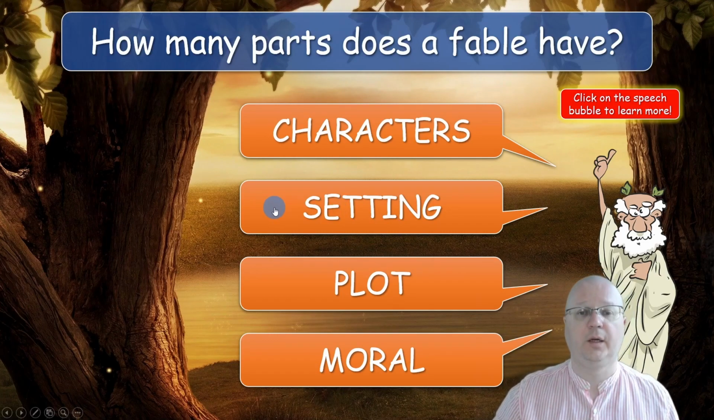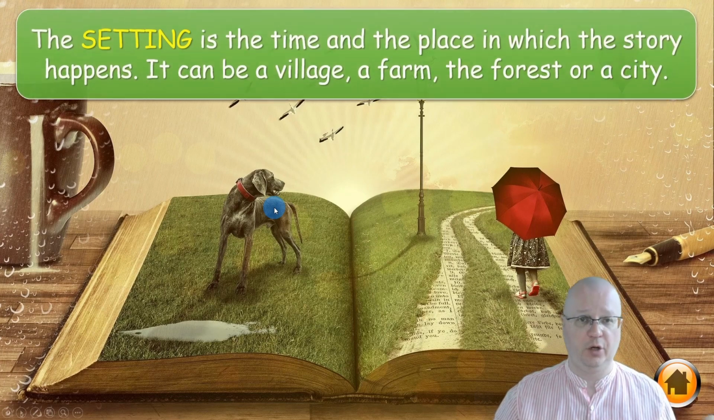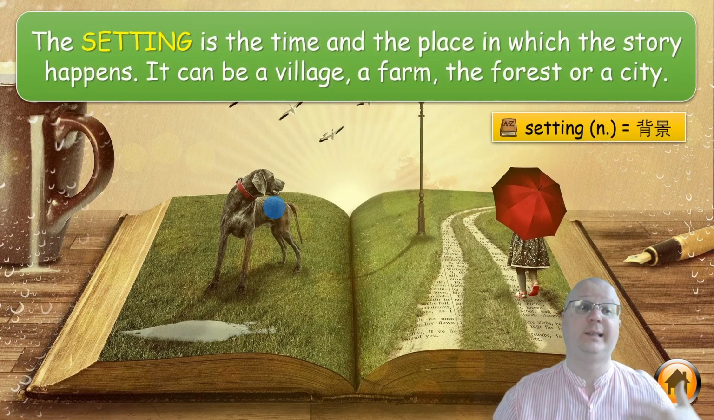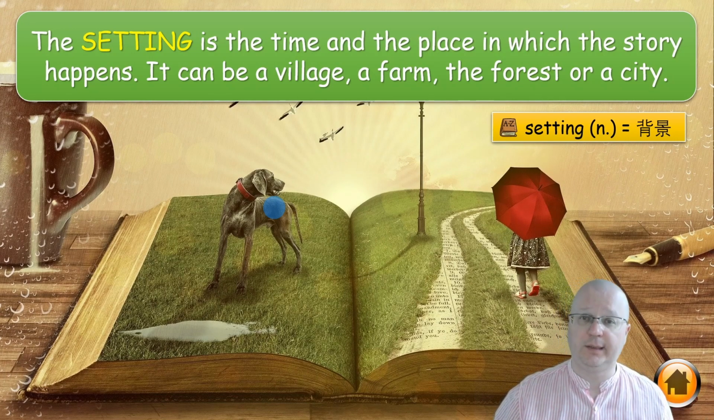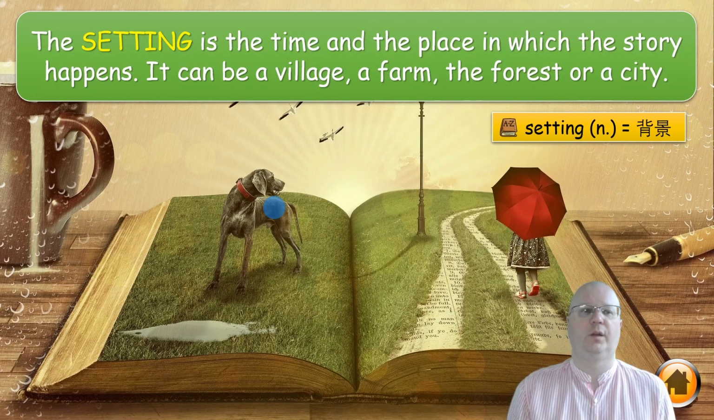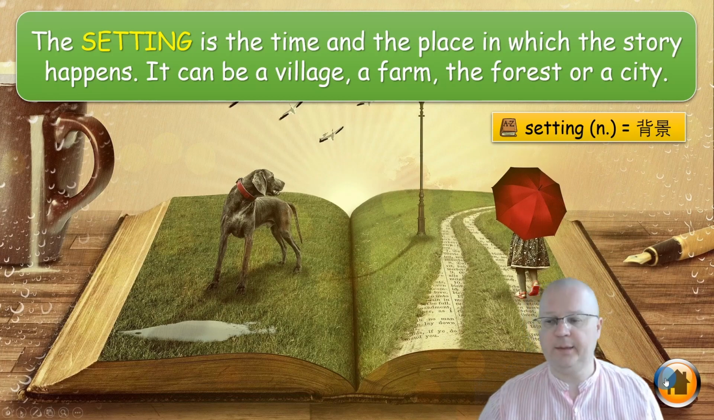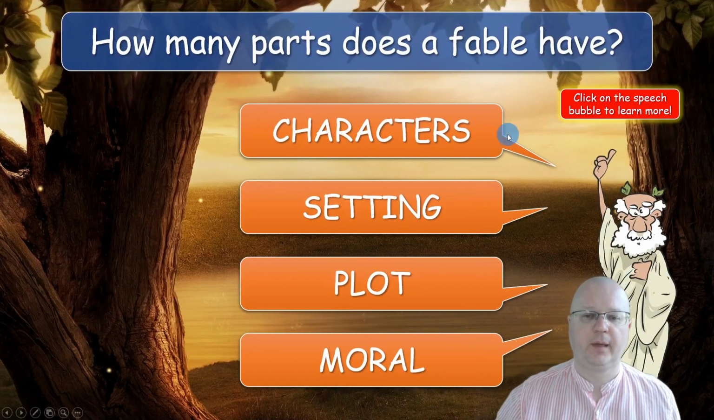Now let's click on the setting. And here we learn what the setting of a fable is, or what the setting means. It means the time and the place in which the story happens. It can be a village, a farm, the forest, or a city. Again, don't mind the translations. If you don't like them, you can just remove them in your PowerPoint. It's very simple to do. Here's the home button. Click on it, go back.